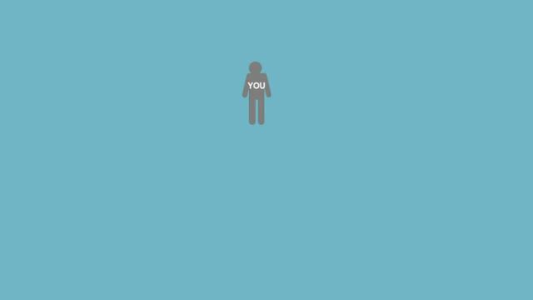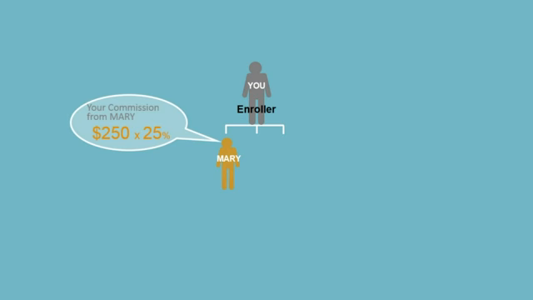When you personally refer a friend called Mary, you are Mary's enroller. To reward you for enrolling Mary, you earn 25% of Mary's purchases for the first 3 months. This is called the Fast Start bonus.